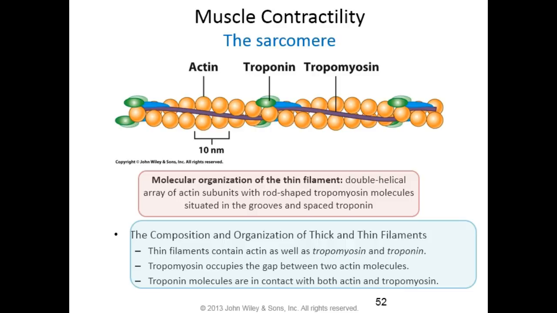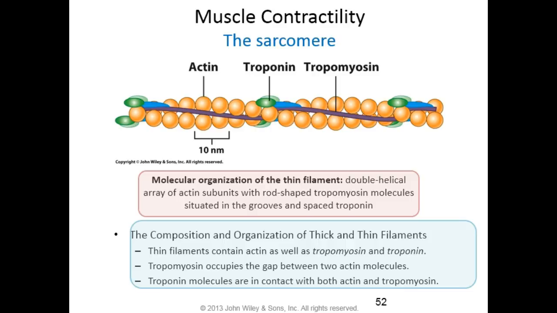Thin filaments contain actin as well as two proteins, tropomyosin and troponin. The tropomyosin occupies the gap between the two actin molecules. The troponin molecules are in contact with both the actin and the tropomyosin. In addition to actin, the skeletal muscle thin filaments also contain these proteins. The troponin is a globular protein made up of 3 subunits. Each has a distinct important functional role. And they contact both, as I said before, the tropomyosin components of the thin filament.